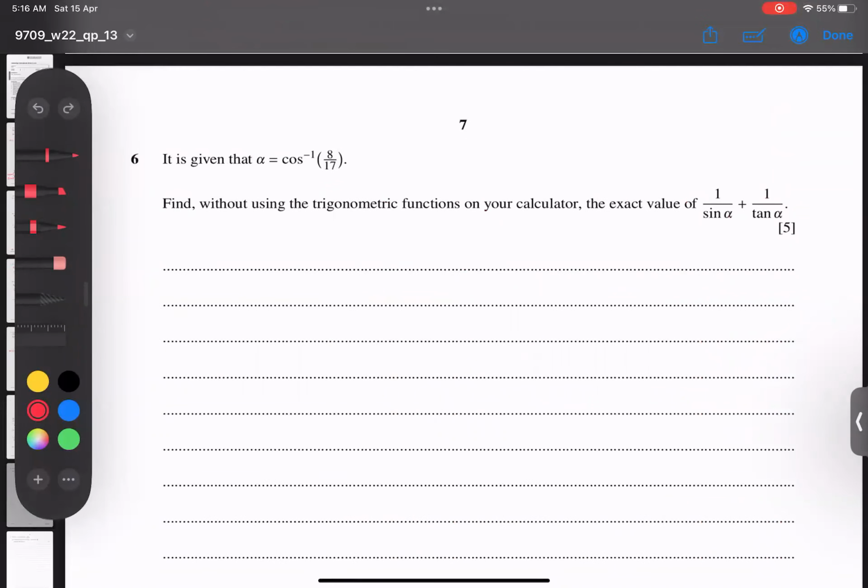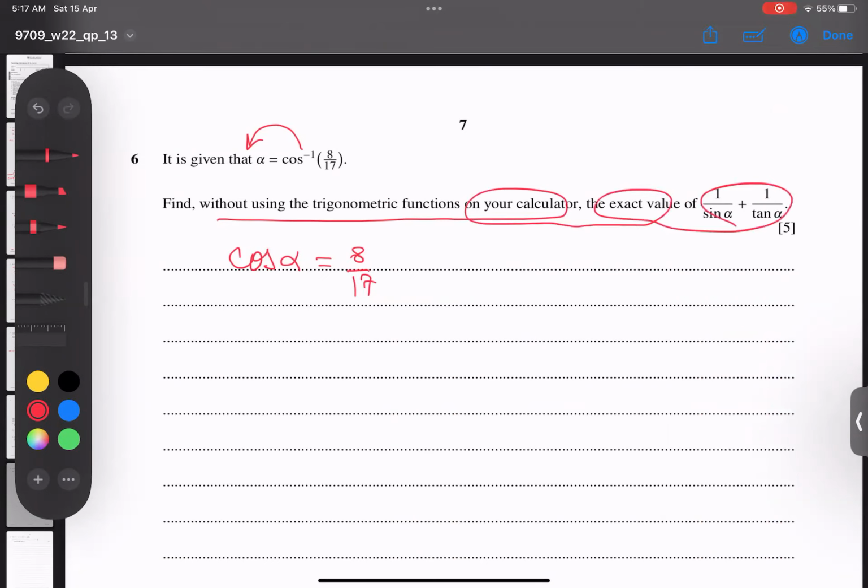Number 6. In this question, he gave us alpha equal to cos inverse of that. If I bring the cos inverse back, it will look like this. The inverse will eliminate automatically. But he said to use trigonometric functions on your calculator and find the exact value of this. But the problem is that I have a cos only. So I have two techniques. I can make a triangle or I can use a simple technique.